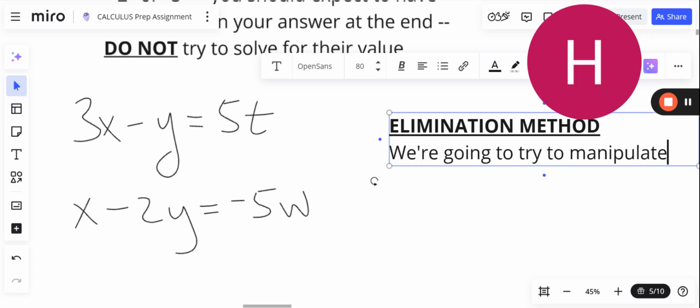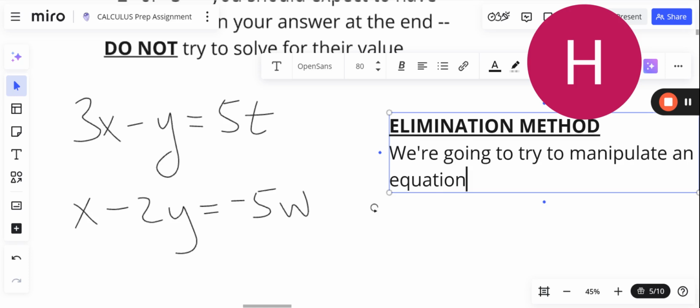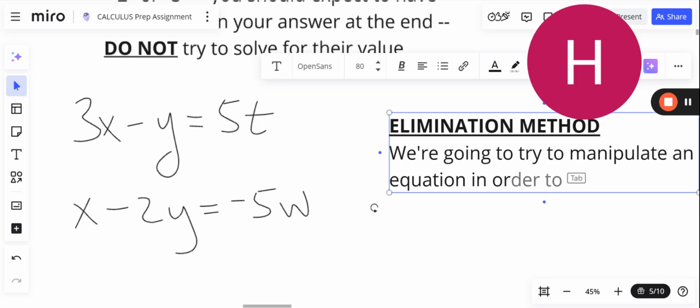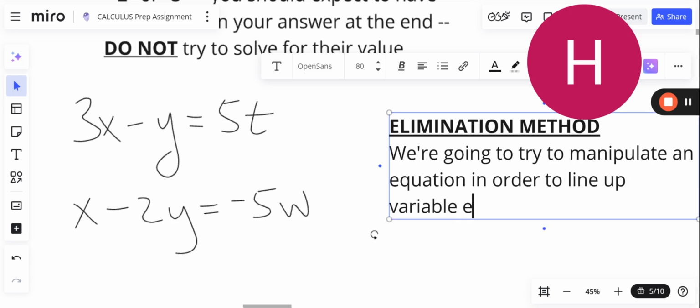To manipulate an equation in order to set up a variable, in order to line up variable expressions which cancel each other.